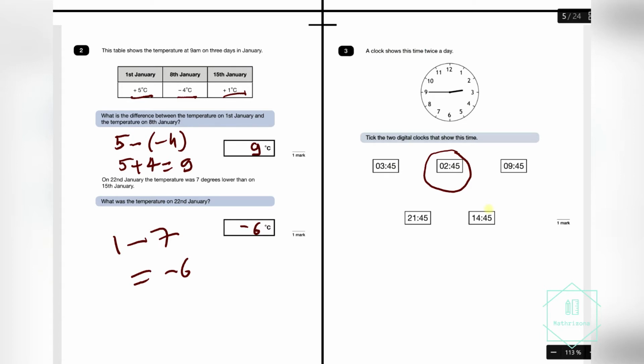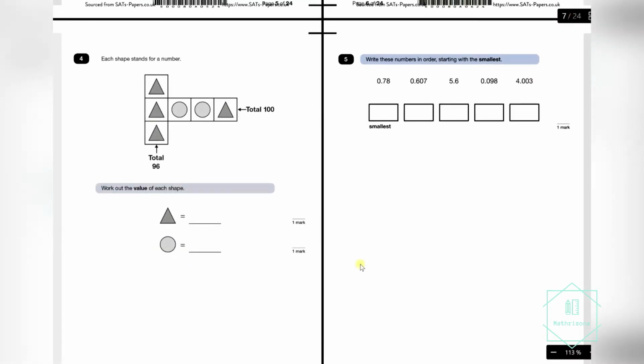And this is in the morning, and then after 12 hours, if we do 12 plus 2, 14, that will be 14:45, which is this value. So these are our two values in the digital clock. Good. Let's move to the next question.